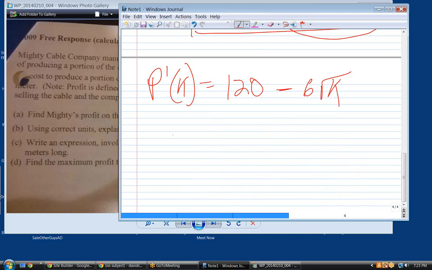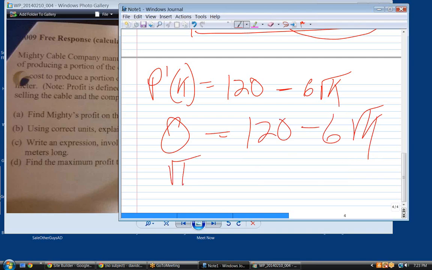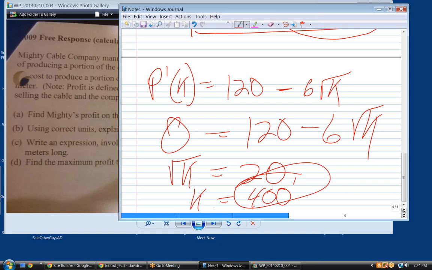So now we're going to set this to 0 and solve it. Well, if I take the 6 root k on the other side and divide both sides by 6, I get root k equals 20. Square both sides, k equals 400. 400 feet of cable must be their optimum length.